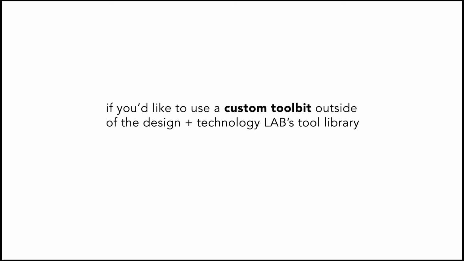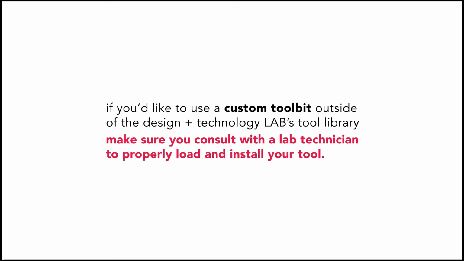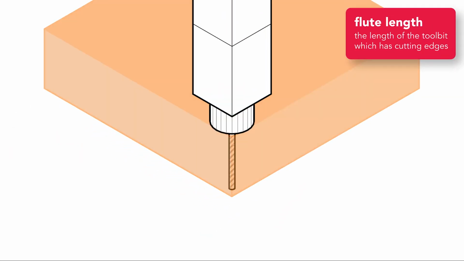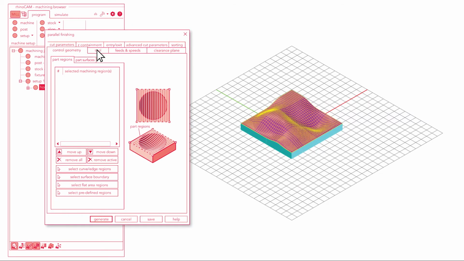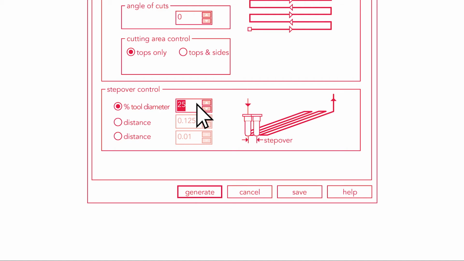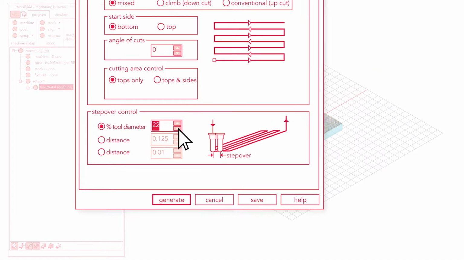If you'd like to use a custom tool bit outside of the Design and Technology Lab's tool library, please make sure you consult with a lab technician to properly load and install your tool. Keep in mind that you cannot achieve cuts that are deeper than your tool bit's flute length. For finishing, it is recommended that the step-over control is set to 25% tool diameter or lower for clean results.